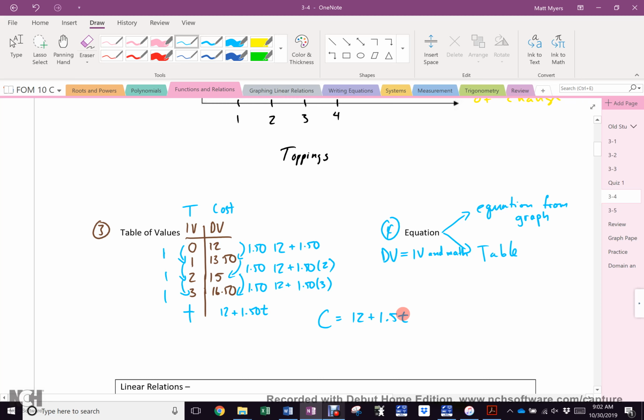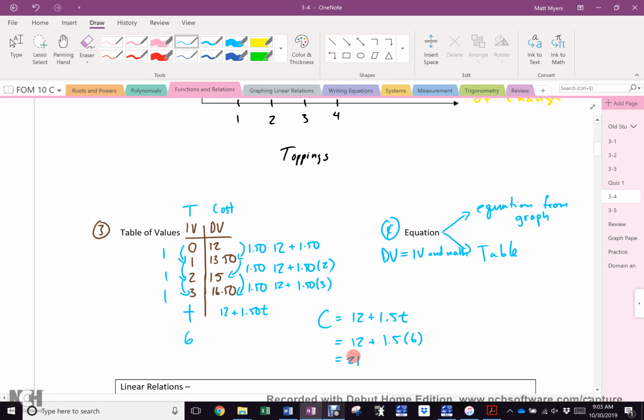And now, because that's linear, this is going to work forever, isn't it? If I want 6 toppings, how much is this pizza going to cost me? It's another $1.50. So cost is going to be 12 plus 1.5 times 6. 1.5 times 6 is 9. 9 plus 12 is? 21. So our cost is $21.